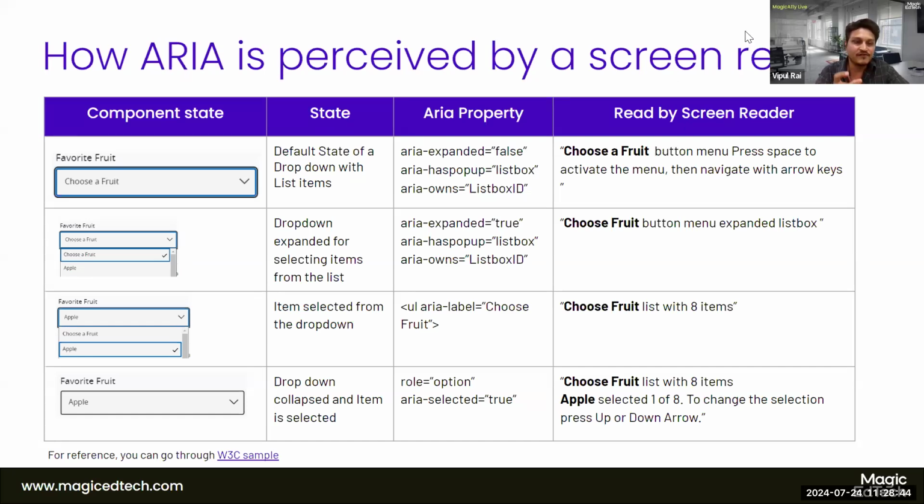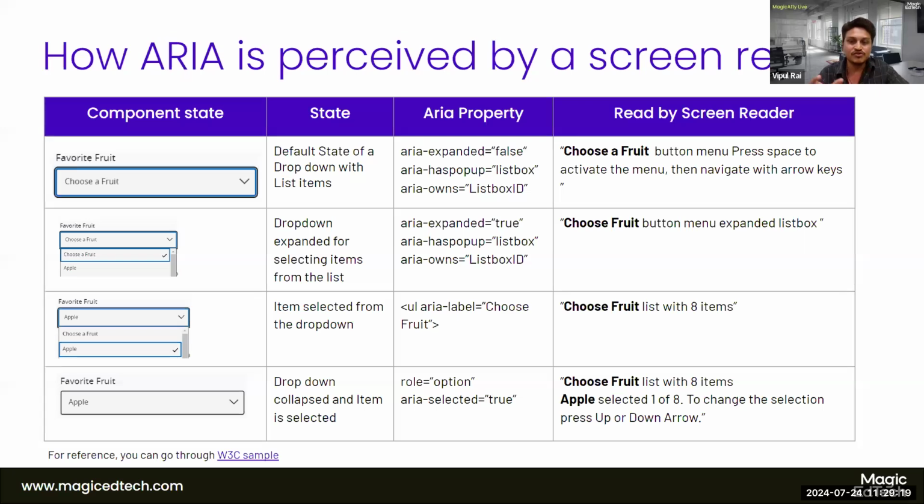Now, moving on to the favorite fruit which you have selected after you have expanded. Let's say you have selected an apple from the drop-down, which is your favorite. Here the role is defined as option, because there are many options present in the drop-down. For this, we will use ARIA selected as true. When this is set to true, the screen reader will parse this as apple has been selected from the drop-down. Now, how will this be announced by the screen reader?